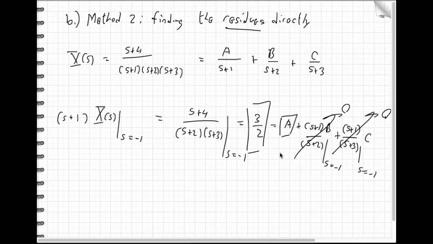So let's find B, same method. I'm going to multiply s plus 2 times X of s and evaluate it at minus 2. So that's s plus 4 all over s plus 1 times s plus 3, evaluated at s equals minus 2. And I get 2, minus 1, and 1, so I get minus 2.